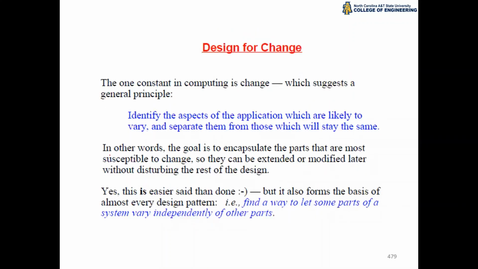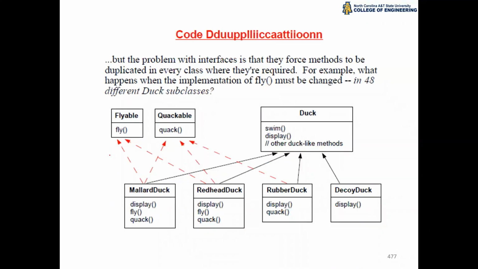So here, which parts of your system are changing? Can anyone tell me? Anyone can try? Here you can see the fly and quack behavior, they are changing a lot.